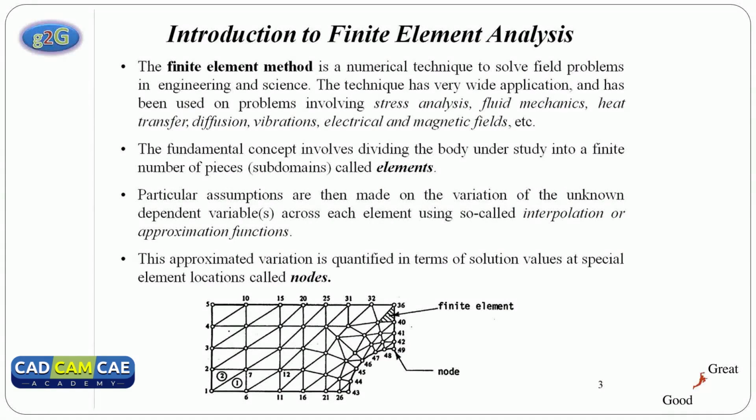Particular assumptions are then made on the variation of the unknown dependent variables across each element using so-called interpolation or approximation functions. This approximated variation is quantified in terms of solution values at special element locations called nodes. The figure given below is a component which is divided into a number of parts called elements. The corner points of that element are called nodes.